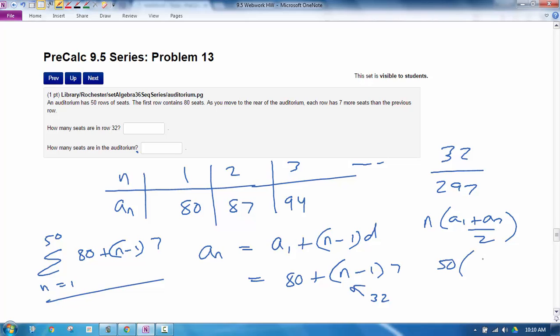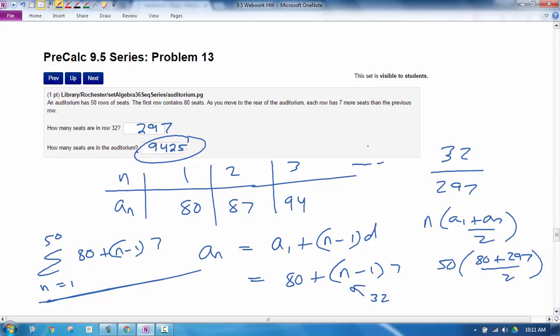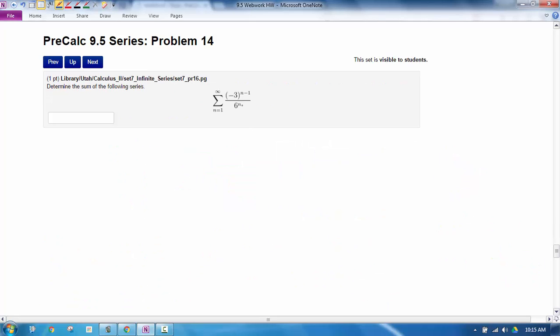The total number is 50, adding up the first 50. The first term is 80. The last term we found was 297 over 2. So you can do this in your calculator or this. Either way, you get 9,425.